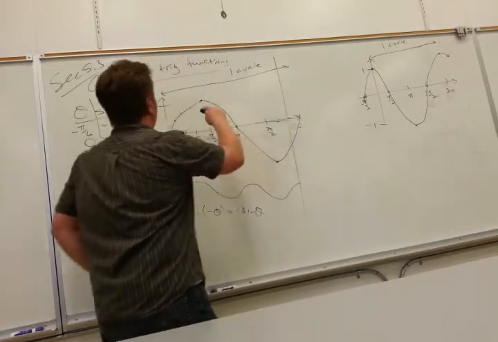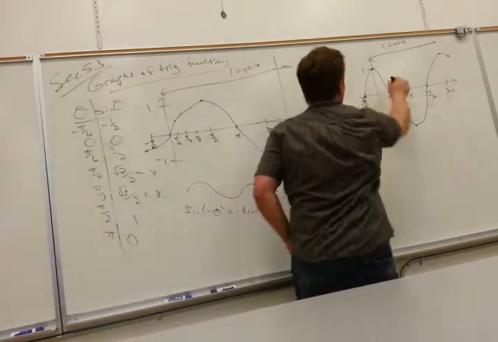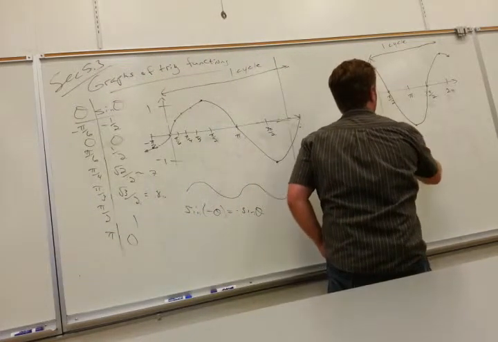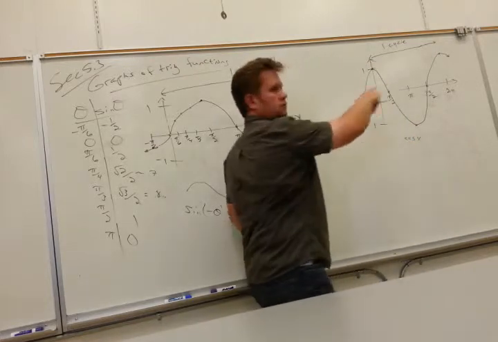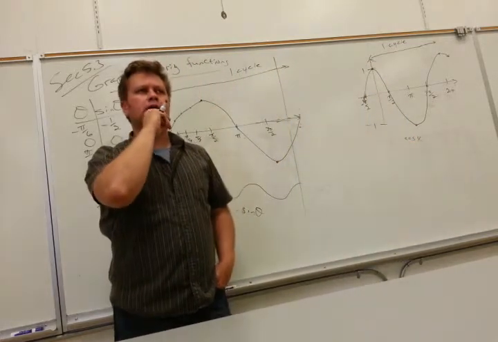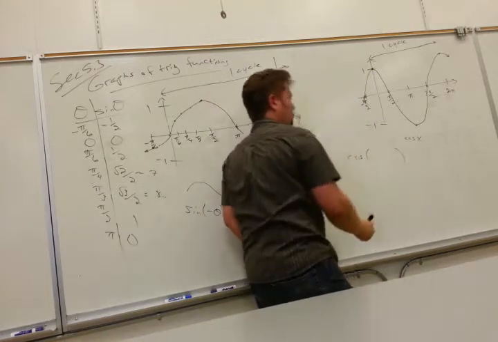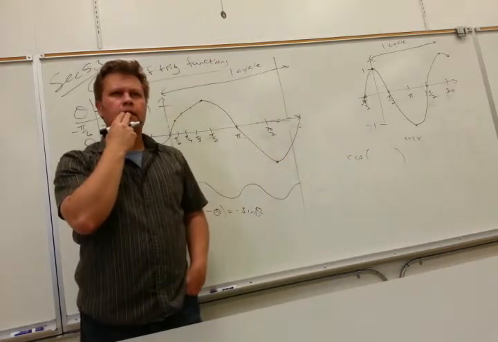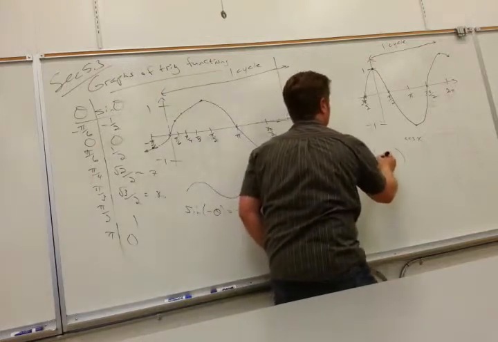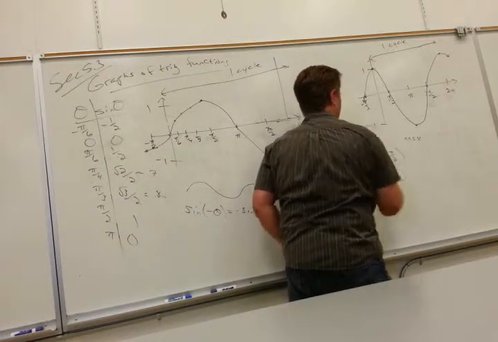I'd have to move cosine by 90 degrees to the right. How could I accomplish that? How can I represent that? Cosine of what would make it move? X minus. Right?